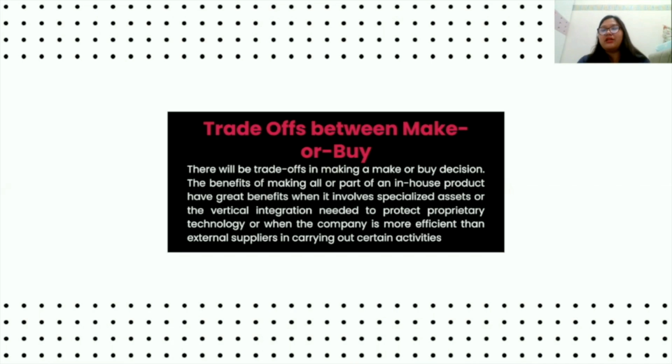When vertical integration is necessary for protecting proprietary technology, or when the firm is simply more efficient than external suppliers at performing a particular activity. The second one is when these conditions are not present, the risk of strategic inflexibility and organizational problems suggests it may be better to contract out some or all production to independent suppliers.